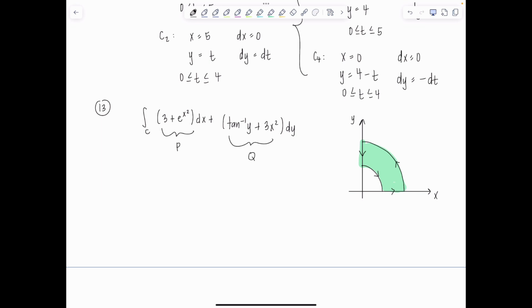Perfect. Okay, so this is P. This is Q. So what's del Q, del X? 6x. And del P, del Y? 0. So we're going to have double integral over D of 6x dA. And then let's go polar. So theta is going to be between 0 and pi over 2, and then r from 1 to 2. You good from here? Yeah.